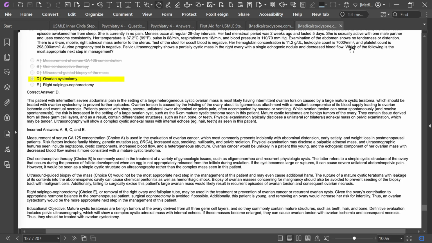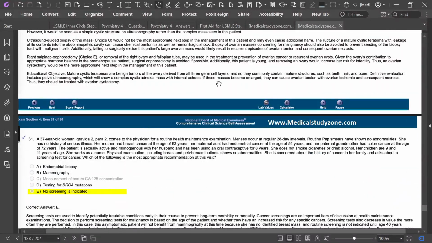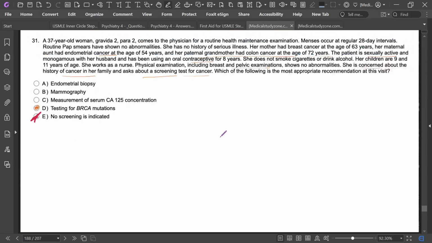A 37-year-old woman, gravida 2 para 2, comes to the physician for routine health maintenance. Menses occur at regular 28-day intervals. Routine Pap smear has shown no abnormality. No history of serious illness. Mother had breast cancer at 63. Maternal aunt had endometrial cancer at 54. And a paternal grandmother had colon cancer at 72.